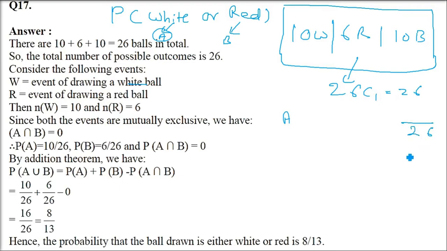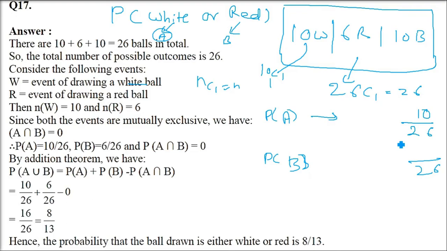Now for probability of A, 26 will come. For probability of B, 26 will come. So how many elements are in A? Let us go to the favorable cases. The event of drawing a white ball: there are 10 white balls, you are drawing one, so 10C1. Since NC1 is always N, 10C1 will be 10. How about probability of B? You are taking one red, so 6C1, so 6.